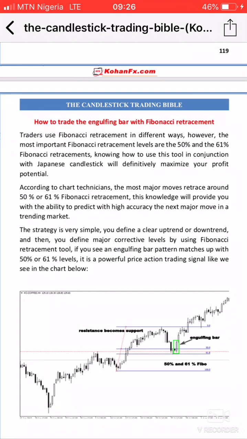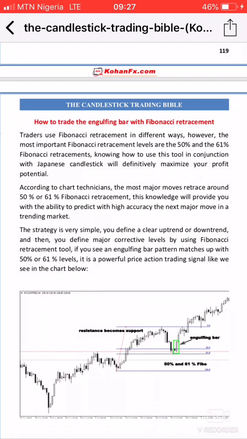According to chart technicians, most major moves retrace around the 50% or 61% Fibonacci retracement. This knowledge will provide you with the ability to predict with high accuracy the next major move in a trending market. This strategy is very simple.